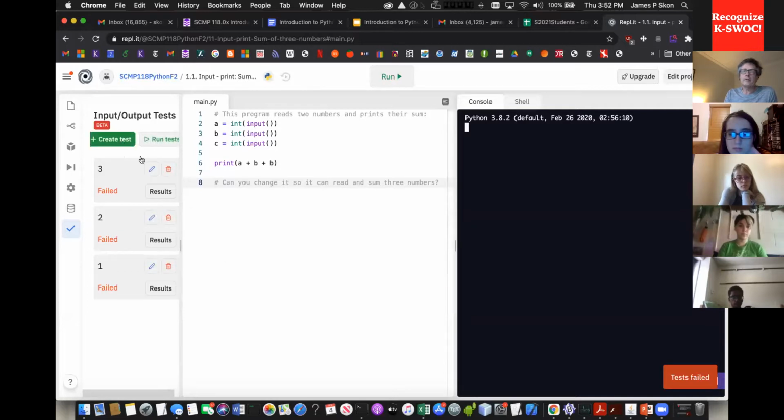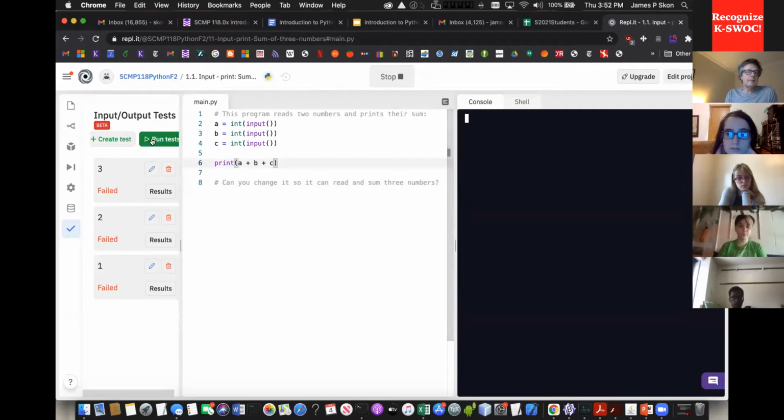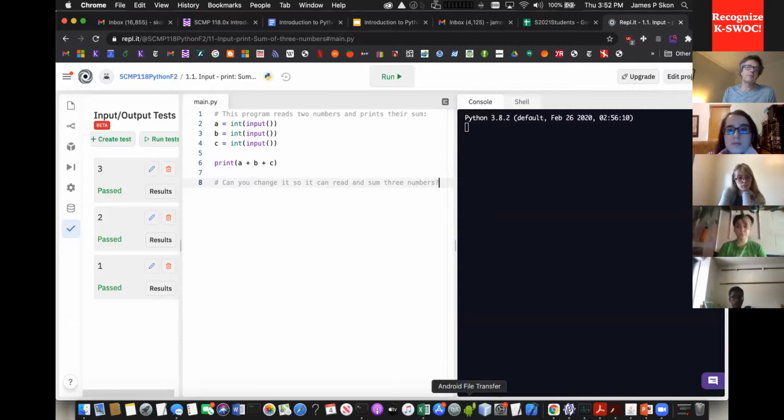Now you can actually, by the way, create your own tests. And then once you get your program working, we run the tests, bam, bam, bam, pass. Then you can hit submit. Now mine doesn't have a submit button because I'm the teacher, but you're going to have a button that says submit, and that's like turning it in. And after you pass your tests, you turn it in, and then I can go in and see that you have done the problem. Okay, so that's REPL.